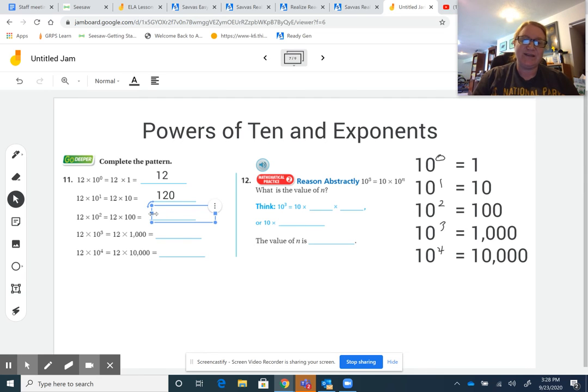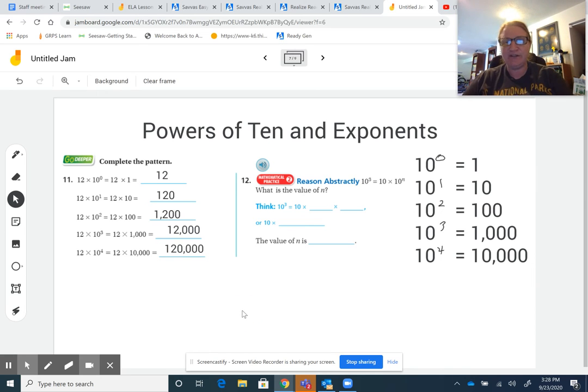Then the next one says if we do 12 times the second power of 10, the second power of 10 is 100, so that's like 12 times 100, which would give us 1,200. And then 12 times the third power of 10 would give us 3 zeros, so 12,000. And then the fourth power of 10 would give us 4 zeros, so 120,000.